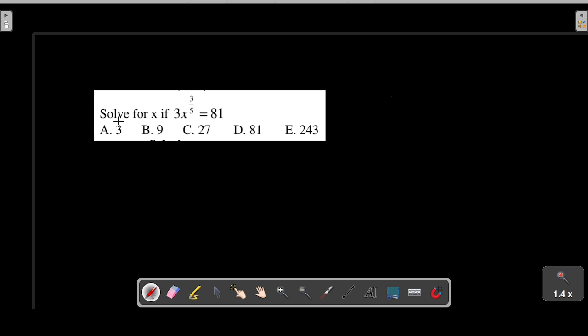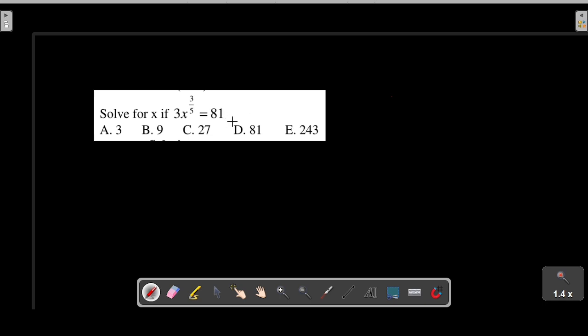So let's quickly solve this question. The question says: solve for s if 3s to the power of 3 over 5 equals 81, and here we have the options. Option A, 3; option B, 9; option C, 27; option D, 81; and option E, 243. How do we attend to this question?